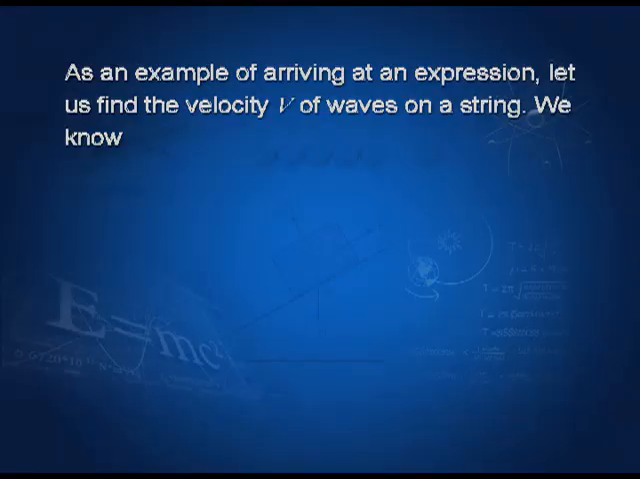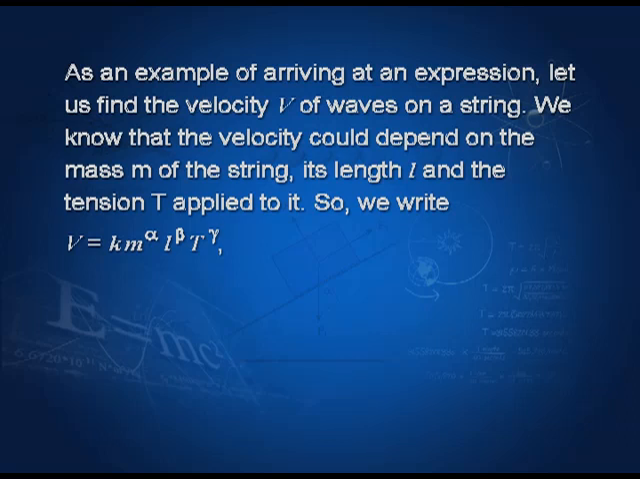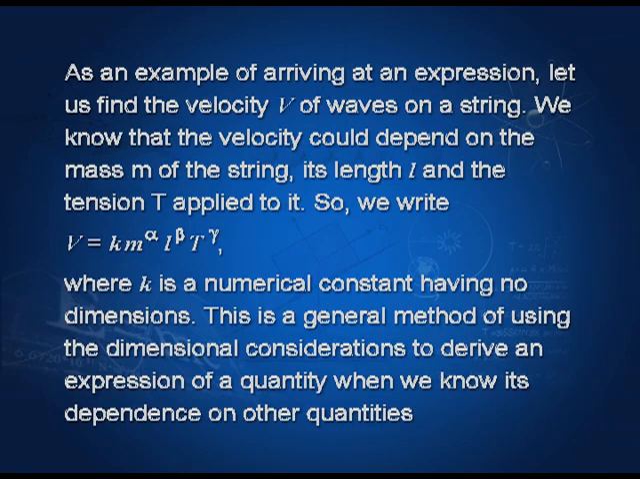We know that the velocity could depend on the mass m of the string, the length L of the string, and the tension T applied to the string. So, we write v is equal to some constant k, m to the power alpha, L to the power beta, and T to the power gamma, where k is a numerical constant having no dimensions. And remember, this is a general method of using dimensional considerations to derive an expression of a quantity where we know its dependence on other quantities.